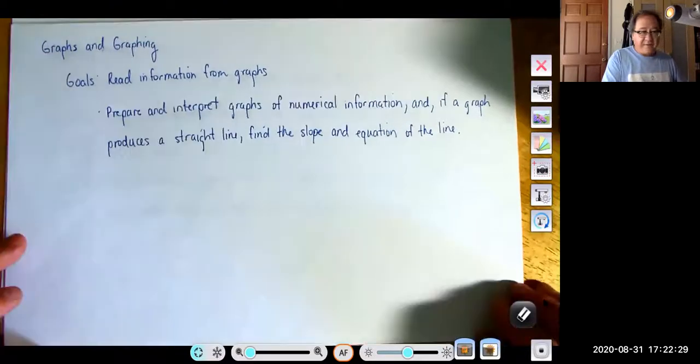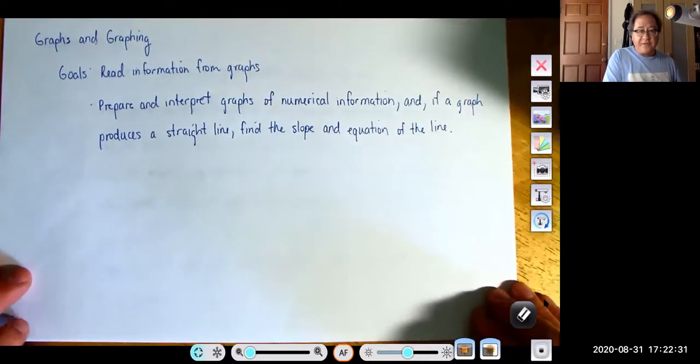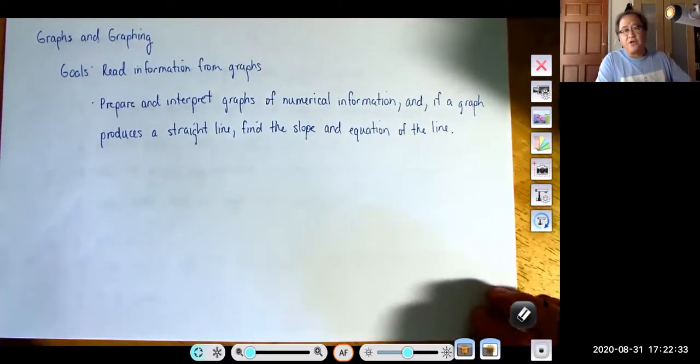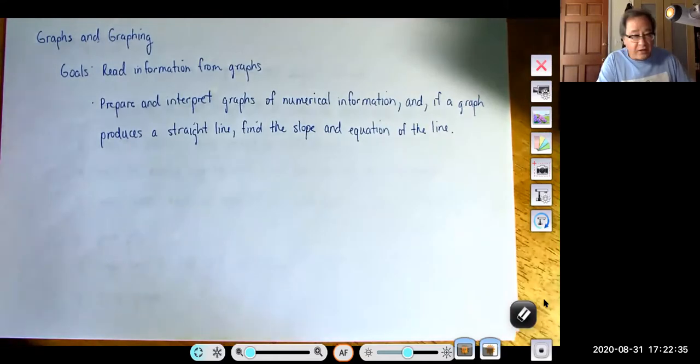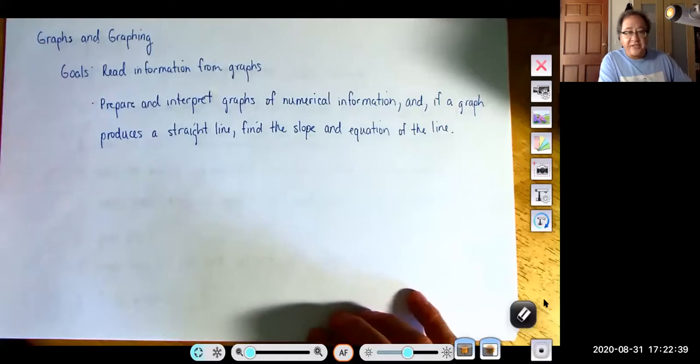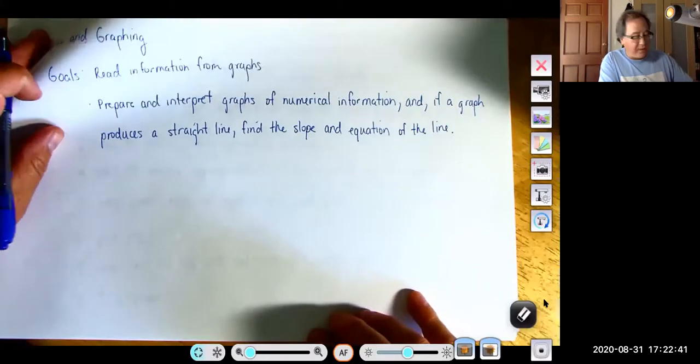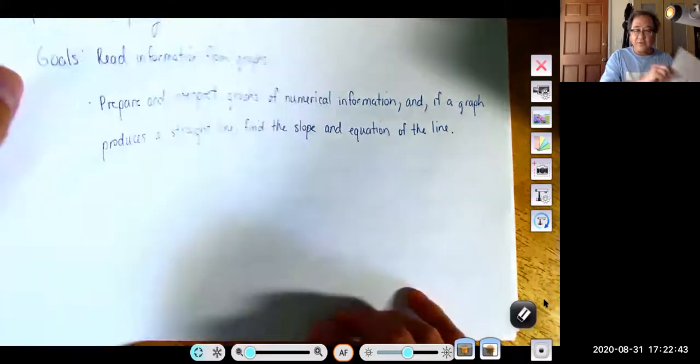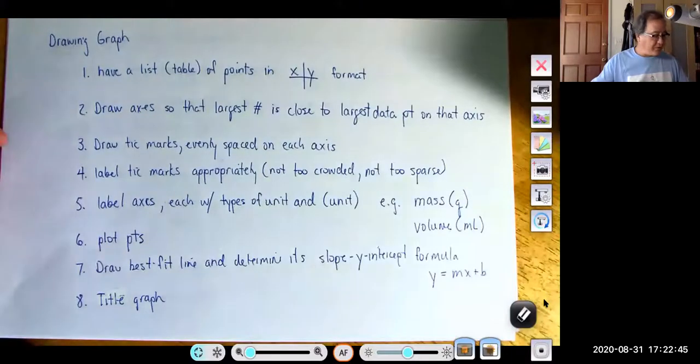We're almost done. Graphs and graphing. The goals are to read information from graphs, prepare and interpret graphs of numerical information, and if a graph produces a straight line, find the slope and equation of the line. I'm going to go over this quickly because it is review for you.